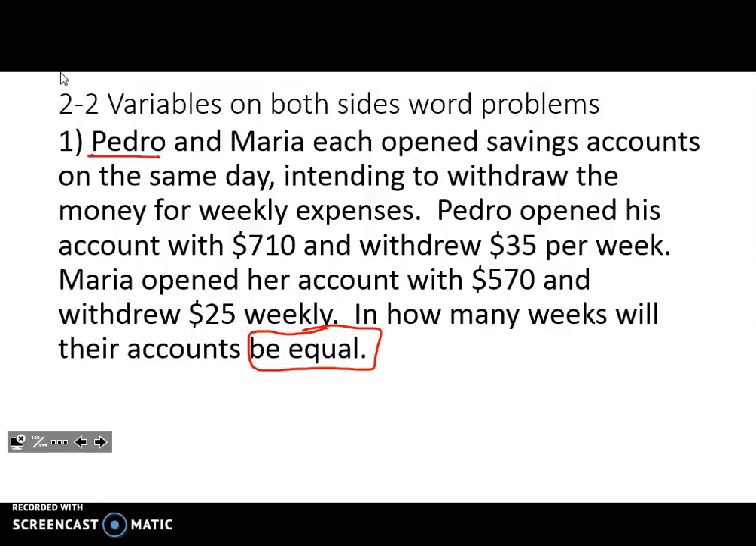So we're going to write down what we know about Pedro, and we're going to set him equal to what we know about Maria. Once we've done that, we should have a variables on both sides equation. And since we already know how to solve those, these should go pretty quickly. So Pedro opened his account with $710. Just like with two-step word problems, as we read it, we're going to write it down.